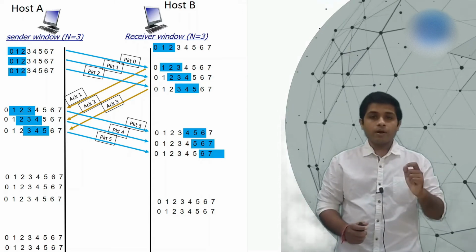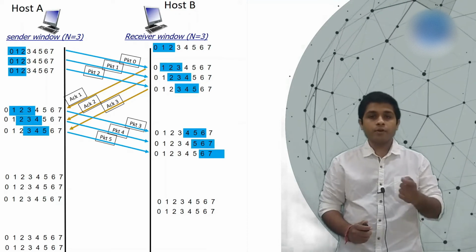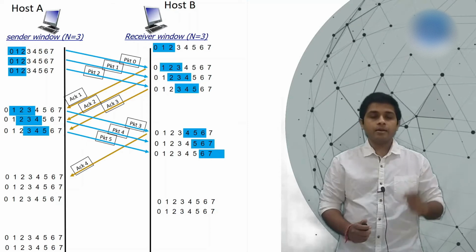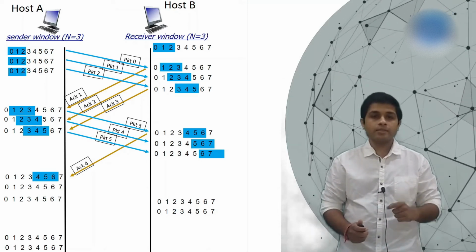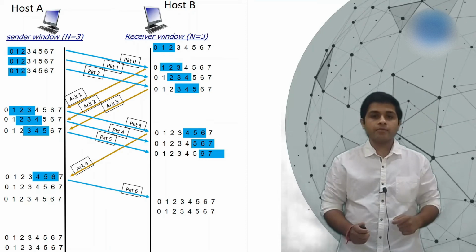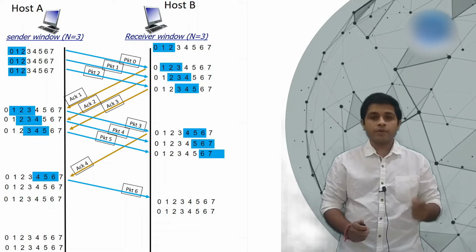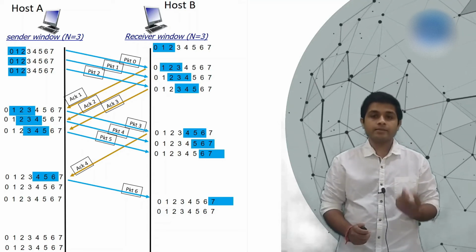Now after some time, B will send the acknowledgement for the received packet 3. So SEK 4 will be sent. A will receive acknowledgement 4, so the window will slide to 4, 5 and 6. So A will send the next packet, which is packet 6. As B receives packet 6, the window will slide. So now it is expecting packet 7.